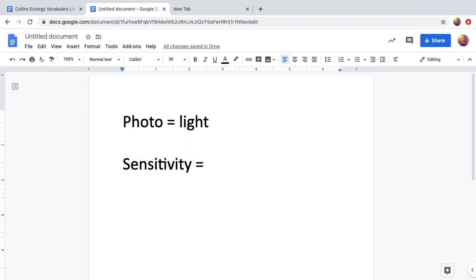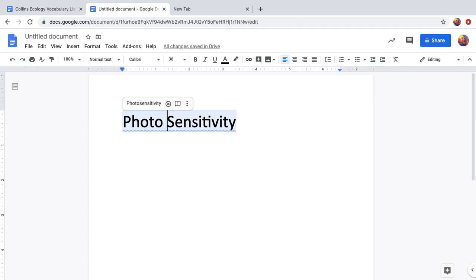So light sensitivity means you're going to be very affected by light, right? It might make you feel woozy. It might make you dehydrate. You might get sunburned easier. We don't know exactly how you're going to be sensitive to light, but we can piece together that photosensitivity means that in some way you're going to be sensitive to light.